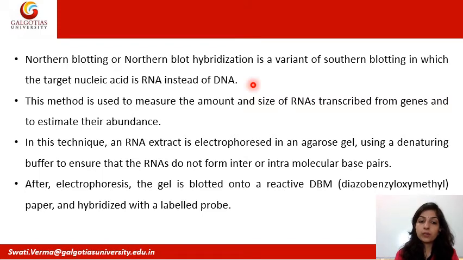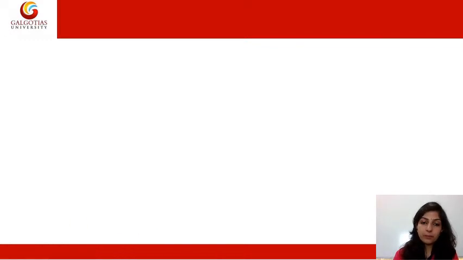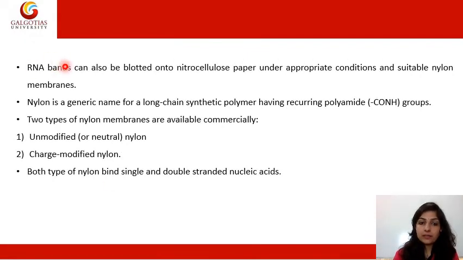So in this technique, an RNA extract is electrophoresed in an agarose gel by using a denaturing buffer. After electrophoresis, the gel is blotted onto a reactive DBM, that is diazobenzyloxymethyl paper, and hybridized with a labeled probe. RNA bands can also be blotted on nitrocellulose paper using appropriate conditions, and on a suitable nylon membrane. Nylon is a generic name for a long-chain synthetic polymer having recurring polyamide, that is CONH, groups.